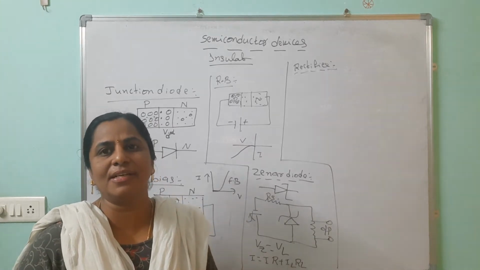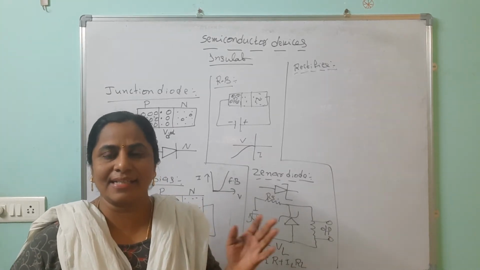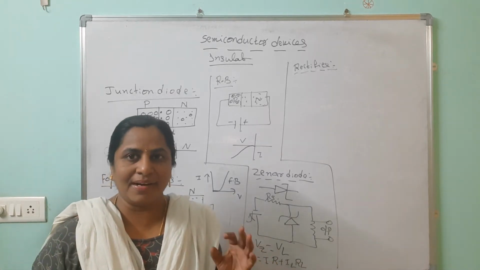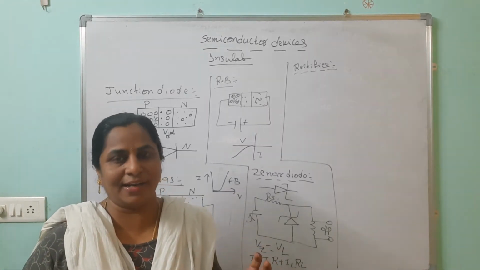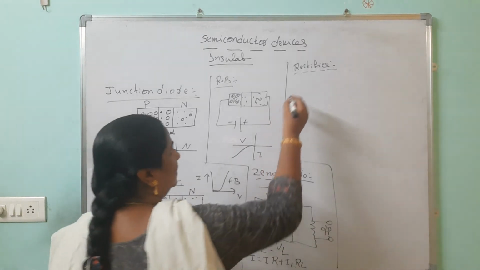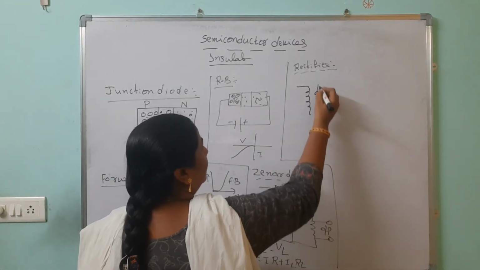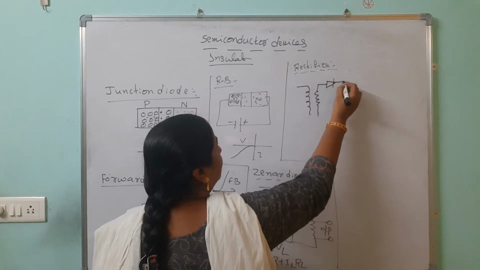Half wave rectifier means it is converting only half of the alternating current into direct current. In this we are using only one diode. See how it is, that circuit diagram: one diode, that too connected in forward bias.